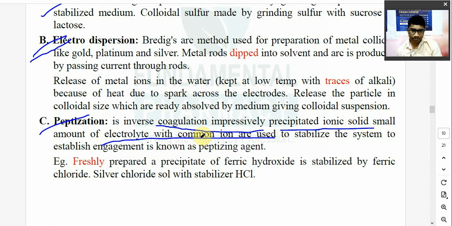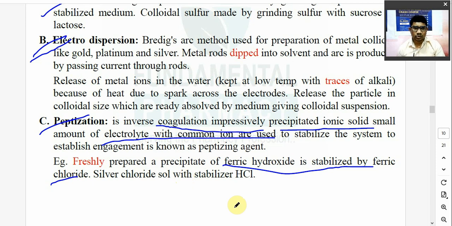Now, for example, freshly prepared precipitate of ferric hydroxide is stabilized by ferric chloride. तो जो प्रिपेयर्ड प्रेसिपिटेट फेरिक हाइड्रोक्साइड का है, उसमें थोड़ा फेरिक क्लोराइड ऐड करो, तो वहाँ पे जो एसोसिएशन या कोएगुलेशन होगा वो नहीं होगा, और वो सिस्टम कोलाइडल बन जाएगा.